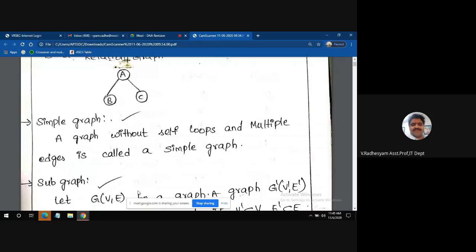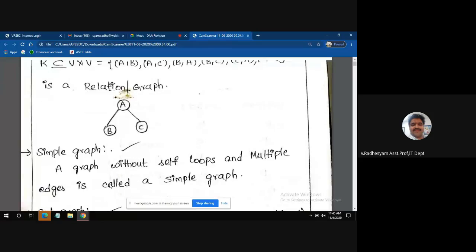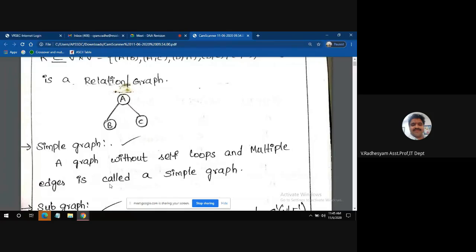If the self loops are not there and the multiple edges are also avoided, then the graph is called a simple graph. Self loop means A to A there will be one loop, C to C there will be one loop, B to B there will be one loop. If you avoid those self loops and multiple edges, then the graph is called a simple graph.